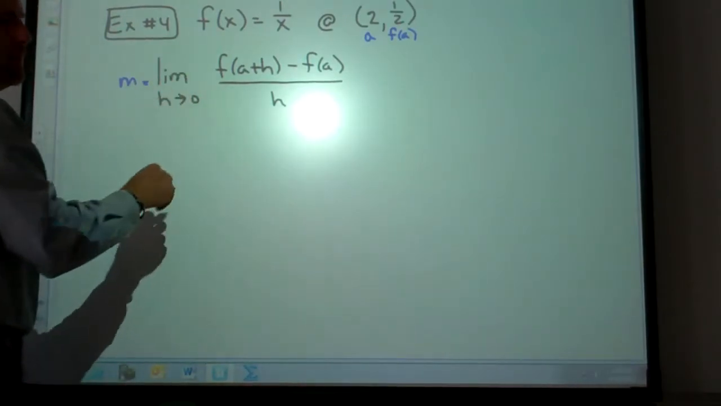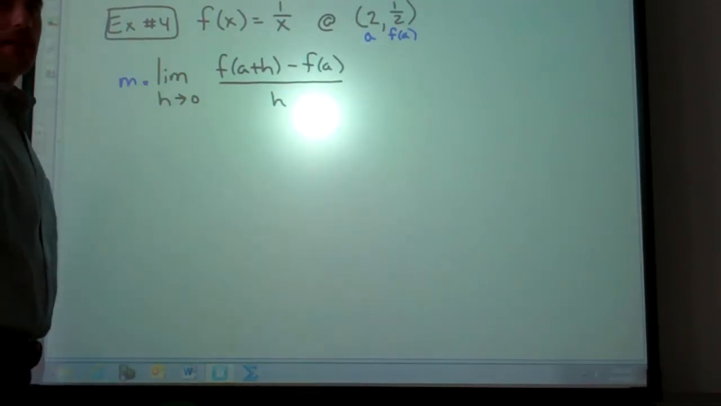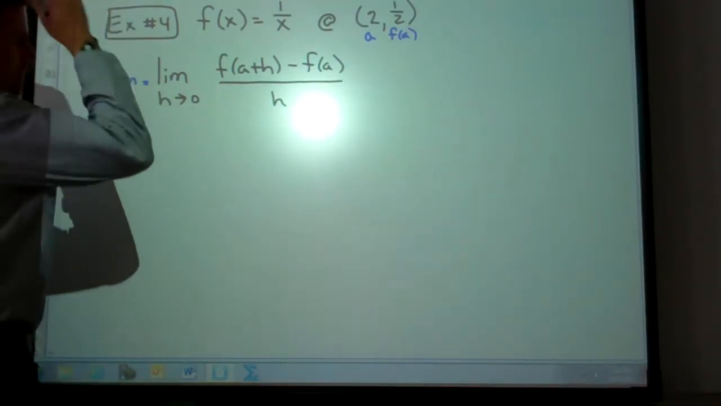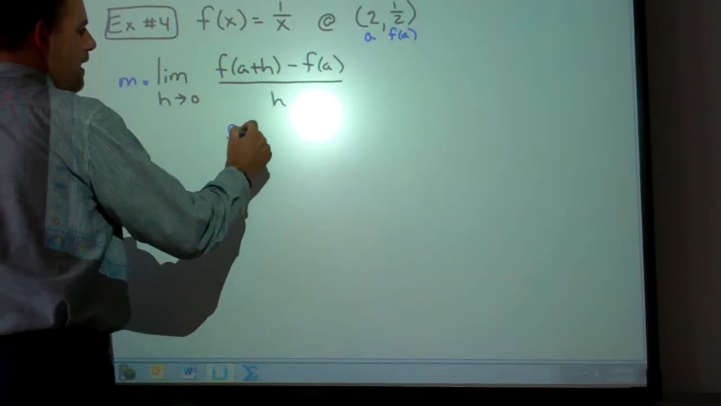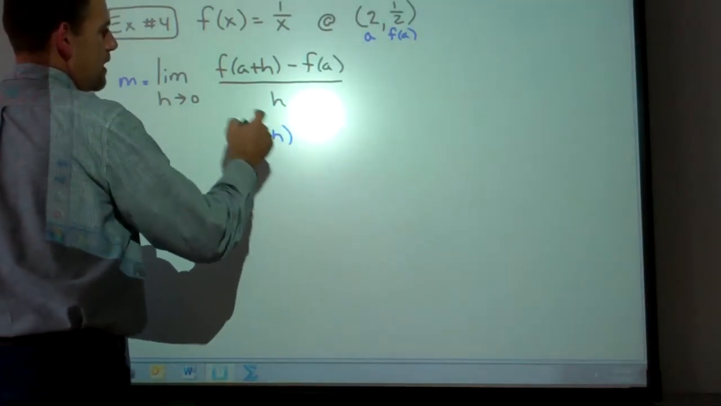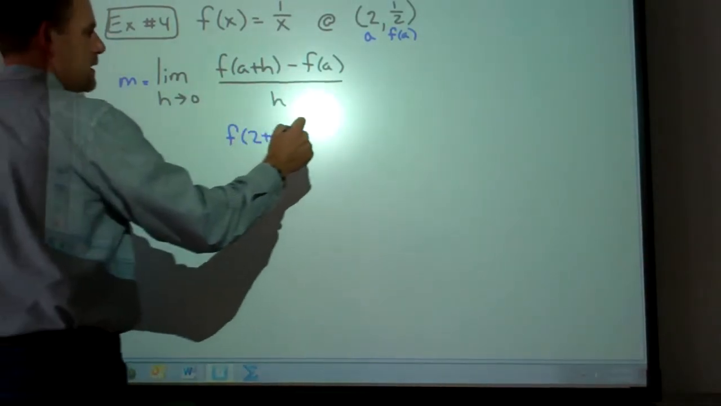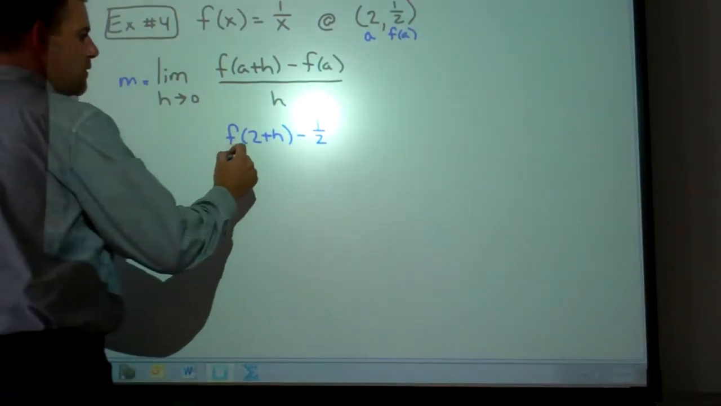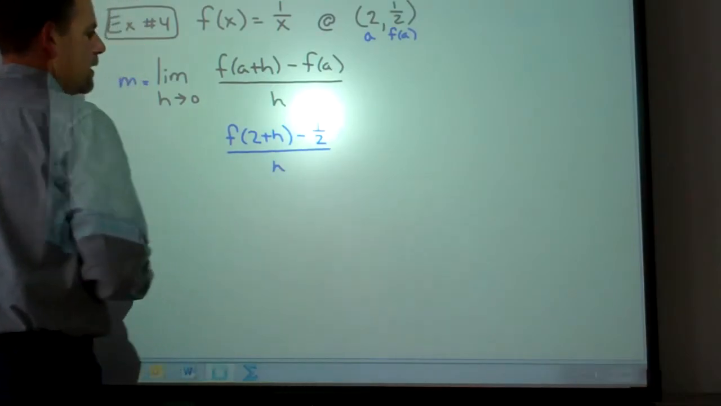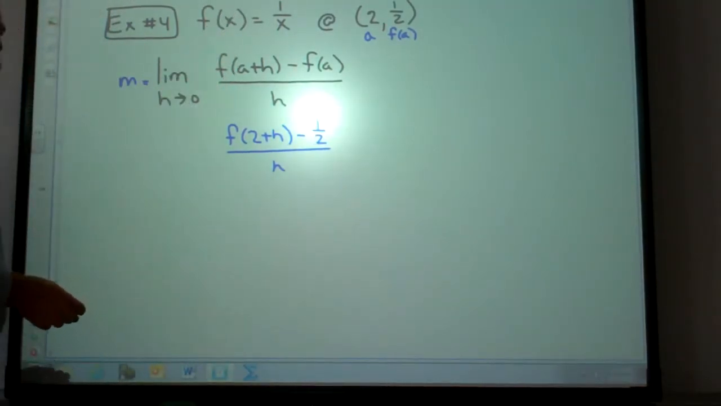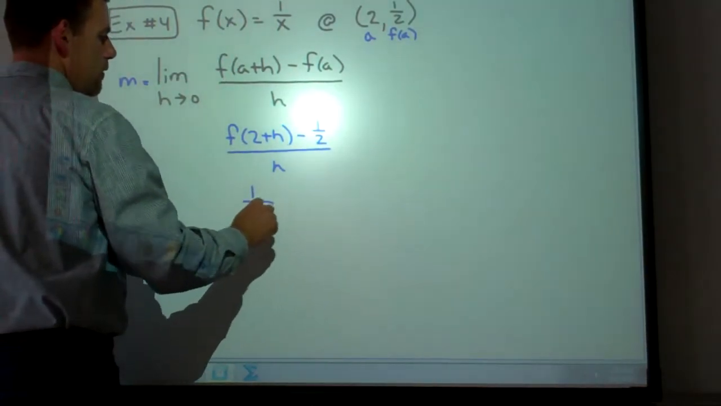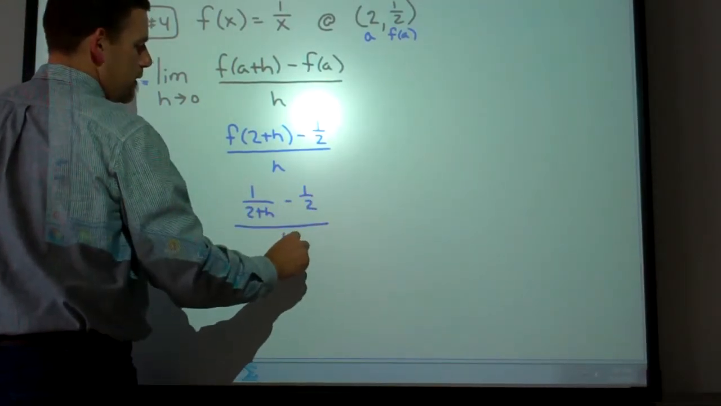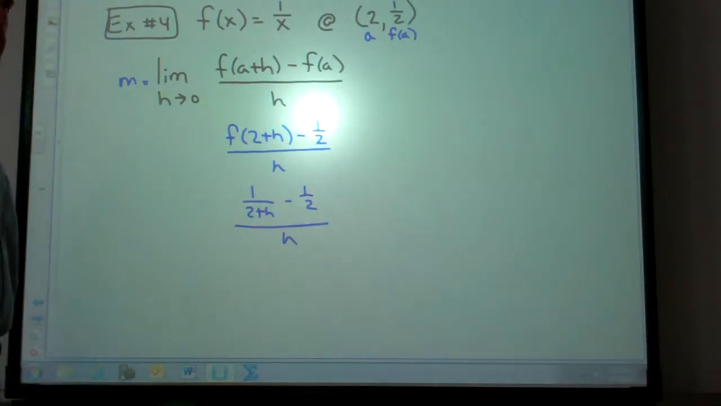I'm going to leave the little limit notation out for now. We know that at the end we're going to take the limit. It's just a pain to continually write that down. So let's substitute in what we know. We're going to have f of 2 plus h, again our a value is 2, minus 1/2, because f of 2 is 1/2, over h. Our function is 1 over x, so I'm going to have 1 over 2 plus h, minus 1/2, all over h as my fraction.